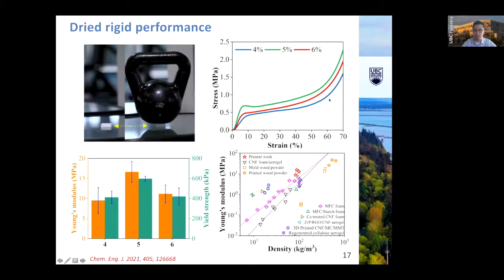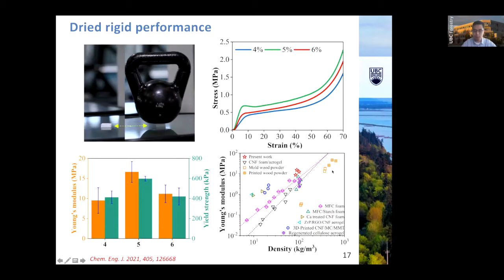the densification region. Interestingly, I think we saw that 5% gives us the best mechanical property, which is probably due to the balance between the regenerative cellulose and the crystalline cellulose.